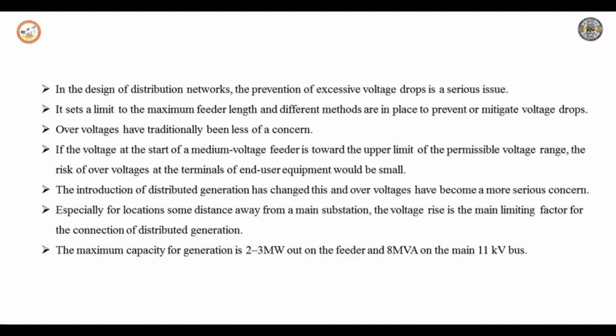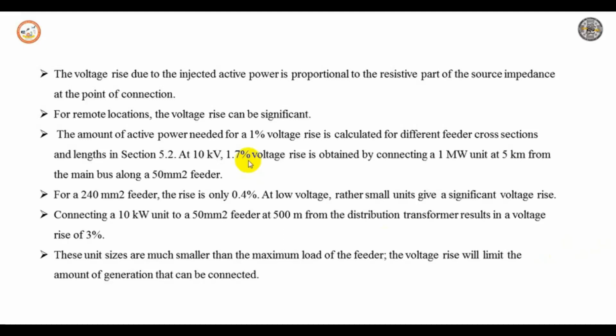The voltage rise due to injected active power is proportional to the resistive part of the source impedance at the point of connection. For remote locations, the voltage rise can be significant. The amount of active power needed for 1% voltage rise is calculated for different feeder cross sections and lengths in section 5.2, which is in one of the reference papers.